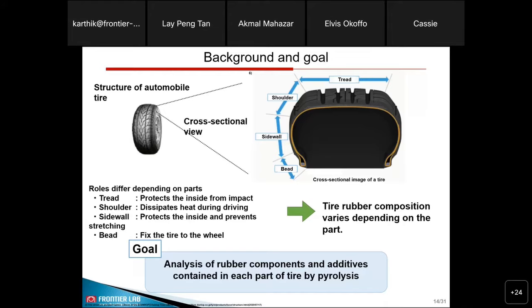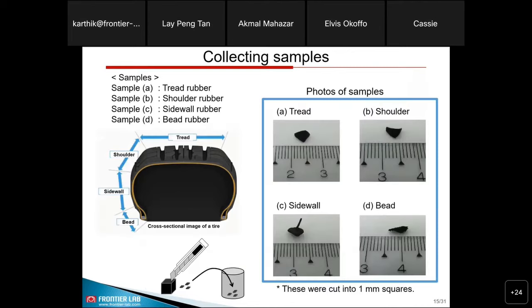Okay, so we will just show one example. We have collected one tire, and we have separated samples from 4 different parts: tread rubber, shoulder rubber, sidewall rubber, and bead rubber. We have taken a sample of around 1 mm square, a small piece. We can use this cutter to cut the sample, but we don't need a big sample mass for pyrolysis analysis. Pyrolysis GCMS basically always uses less than 1 milligram. So you have to take a right representative sample for your analysis.